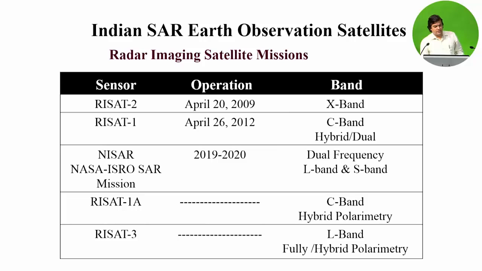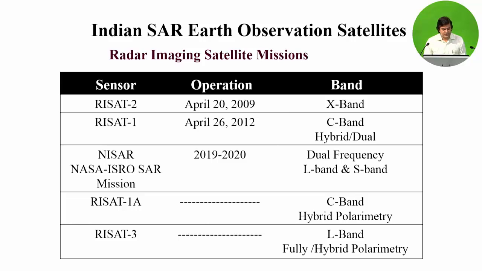This is the slide representing Indian SAR Earth observation missions. Now, when we are talking about the radar imaging satellite missions, RISAT-2, which was launched in April 2009, is providing the data set in X-band. RISAT-1 was launched on April 26, 2012. It is providing the data set in C-band. It provides the data set in hybrid mode, dual mode, as well as quad-pole mode.